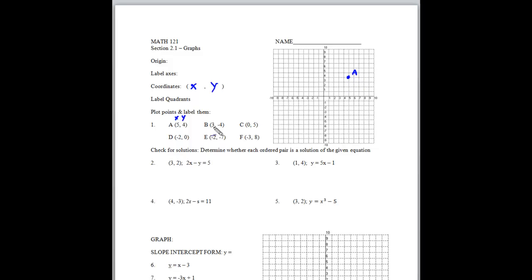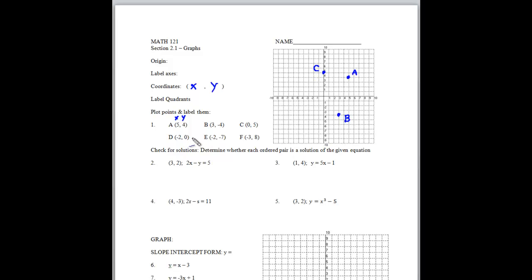The next dot is 3 on the x and negative 4 on the y, so we go 3 and negative 1, 2, 3, 4. Like the game Battleship, instead of letters and numbers, we just use numbers for that. This is the y-intercept, 0, 5. So we're going to go up 5, 1, 2, 3, 4, 5 on the y-axis there. And we'll call this letter C.